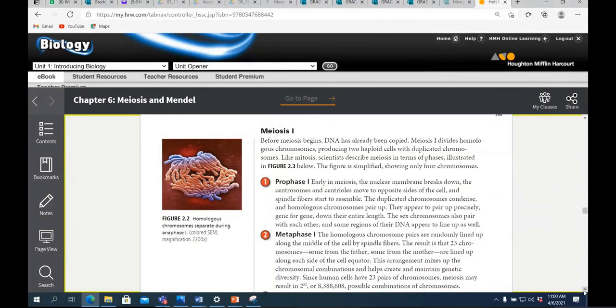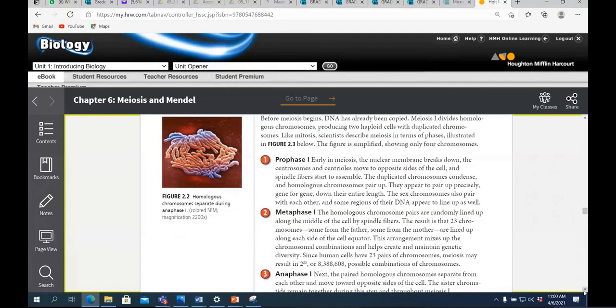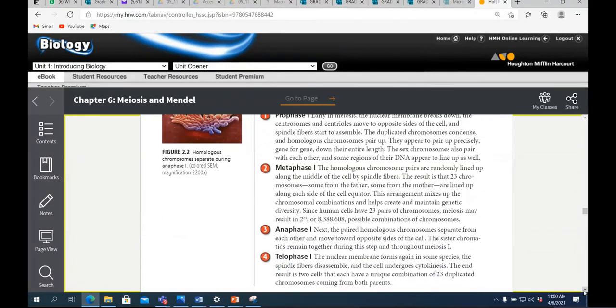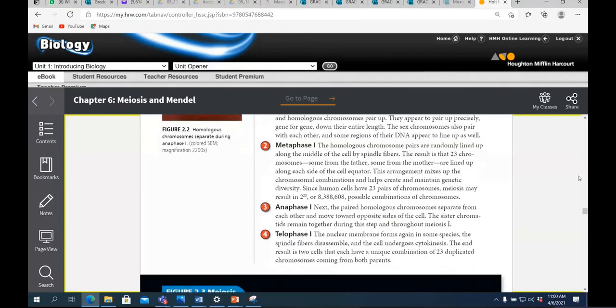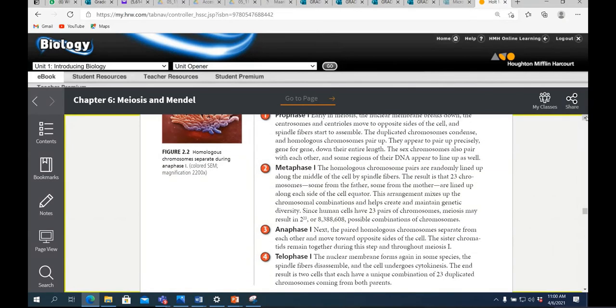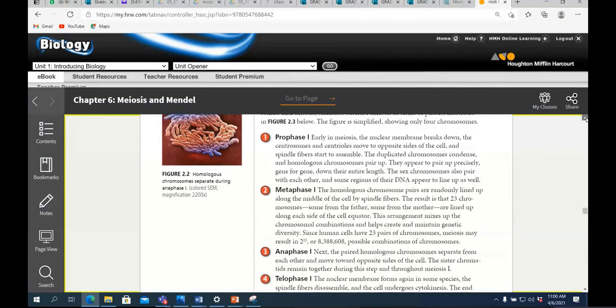So the 4 phases in Meiosis One are named Prophase One, Metaphase One, Anaphase One, and Telophase One. We are naming them 1, 1, 1, 1 because these are the 4 phases of Meiosis One. The same 4 phases are undergone again in Meiosis 2, which you will name Prophase 2, Metaphase 2, Anaphase 2, and Telophase 2. So please remember, these are the 4 phases which are also involved in mitosis.